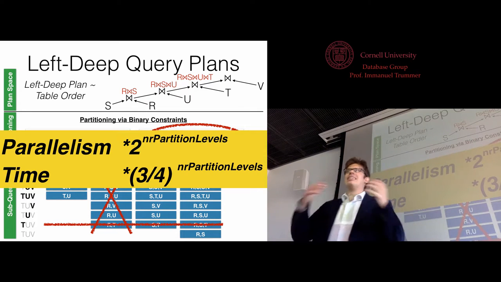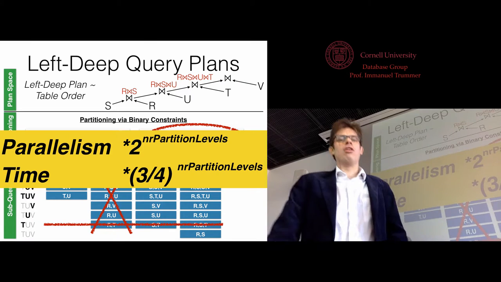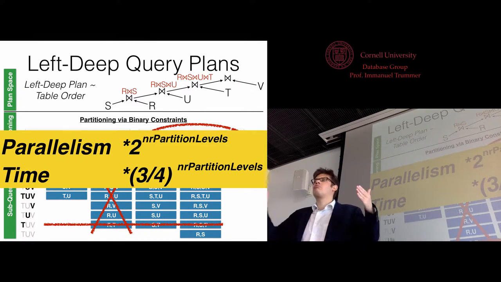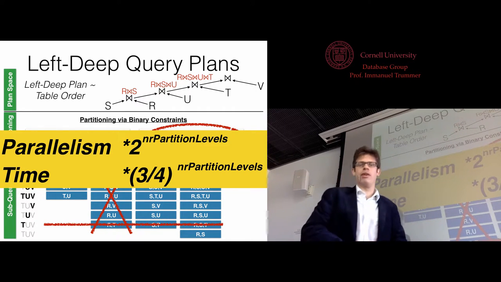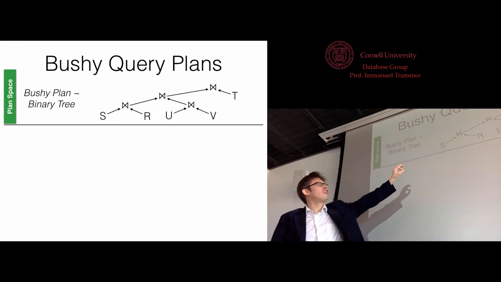So each time that we double the degree of parallelism, we reduce optimization time by a factor 3/4, which is already much better than before, but for the moment we are still restricted to left-deep query plans, which is only a subclass of the possible query plans. Let's see how we can generalize that in order to treat bushy query plans.